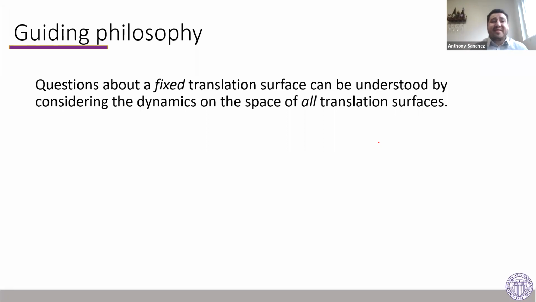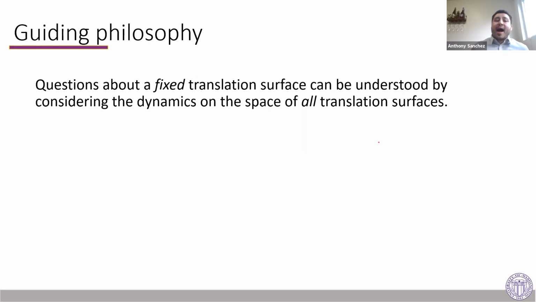And there are many instances of this philosophy. Masur's criterion relates unique ergodicity of the vertical flow on a fixed translation surface with the geodesic flow of the ambient translation surface in the moduli space of all of them. Veech's dichotomy again does something similar. We can understand whether a lattice surface has optimal dynamics by understanding its SL2 orbit in the space of all translation surfaces. So this work on gap distributions is another instance of this guiding philosophy.